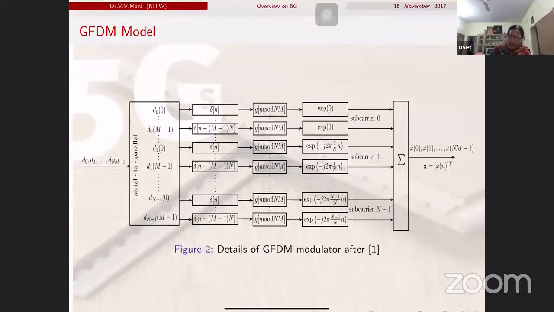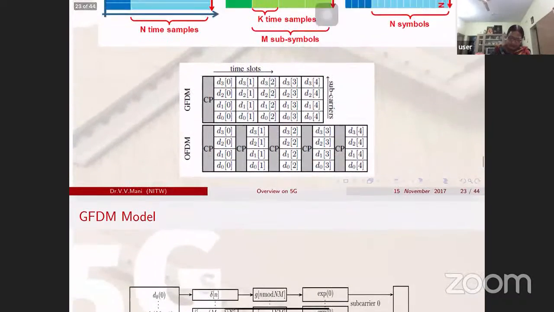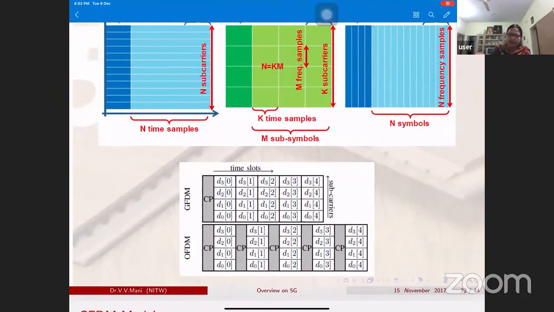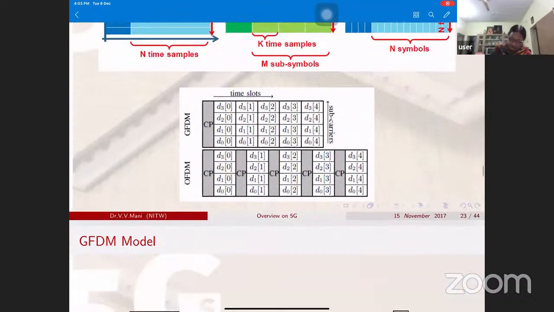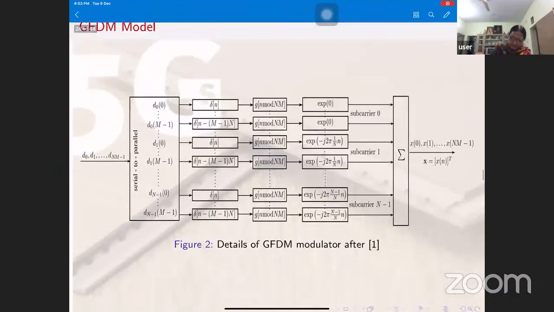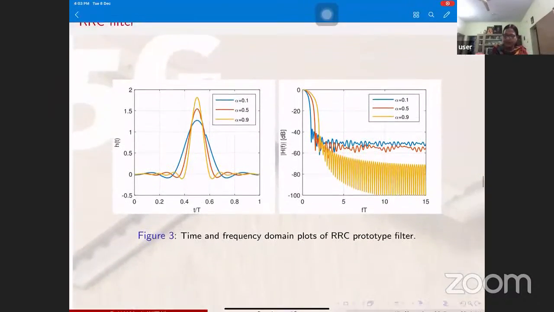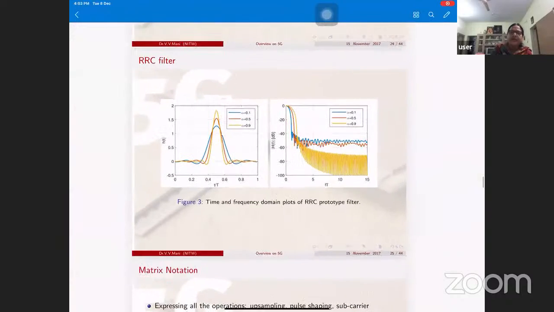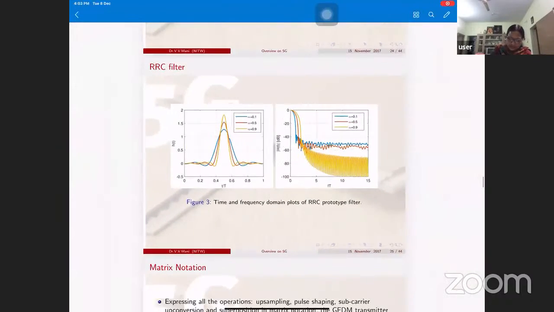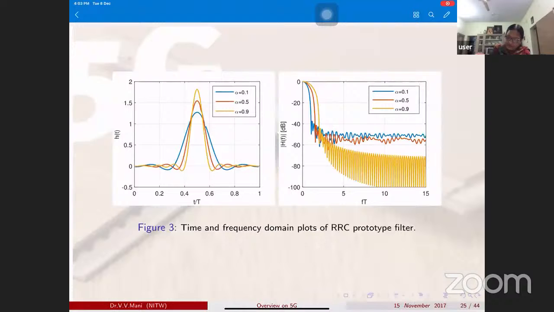At the end, we add a cyclic prefix for your GFDM. That is the difference from the GFDM to the OFDM modulator. So we use different filter banks, and we use different pulse shaping filters. If you look at the pulse shaping filter time and frequency response, this one is for the RRC filter, for different values of alpha in my RRC filter.